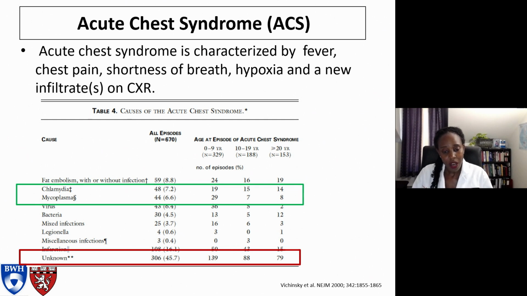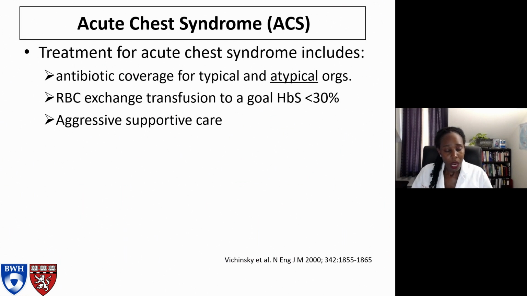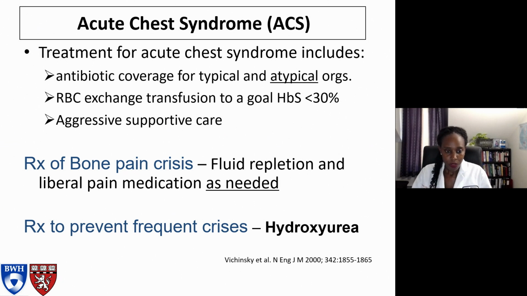were to identify causes of acute chest syndrome, in up to 45% of patients the causes were still unknown. And of those that had infection, a significant portion were atypicals. Therefore, when we treat patients with acute chest syndrome, our antibiotic coverage has to cover atypicals. Red cell exchange is to a goal hemoglobin S percentage less than 30%, and our supportive care is aggressive. Treatment of bone pain crisis is fluid repletion and liberal pain medication only as needed.